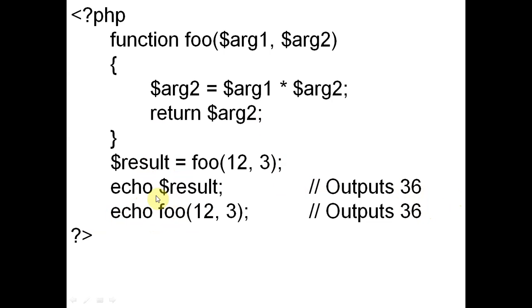We are printing this output by this line, as well as we can write this statement also. Here we have mentioned echo foo 12,3. So directly, without transferring the value to any other variable, we can execute this function, and when it returns this arg2, this arg2 is directly printed by this echo statement. So in both cases the output will be 36.